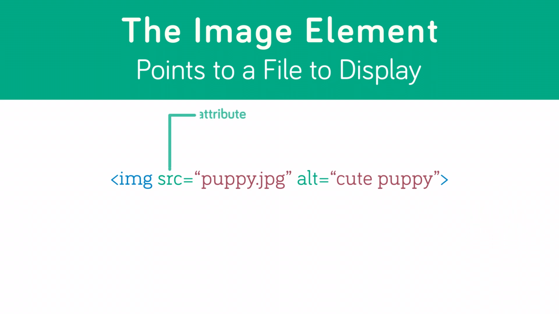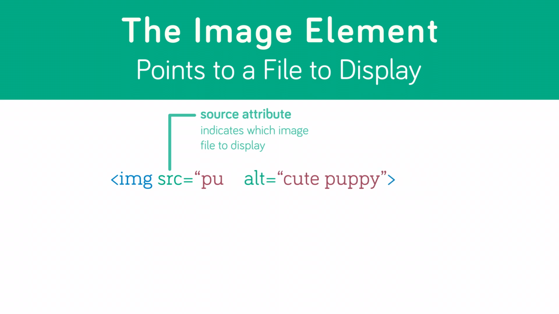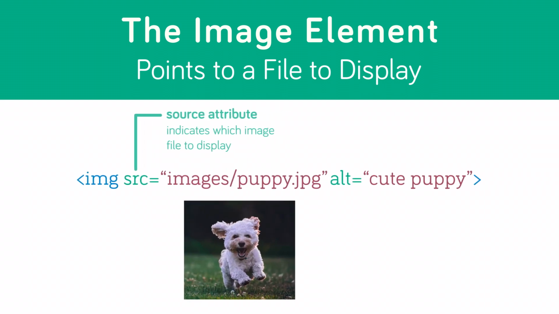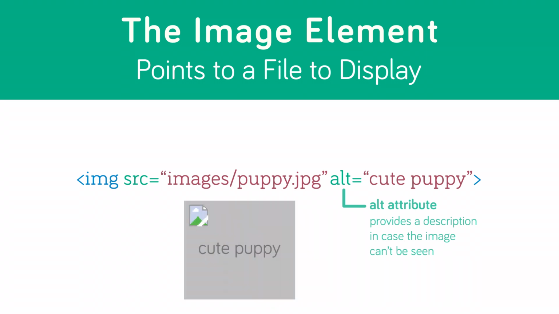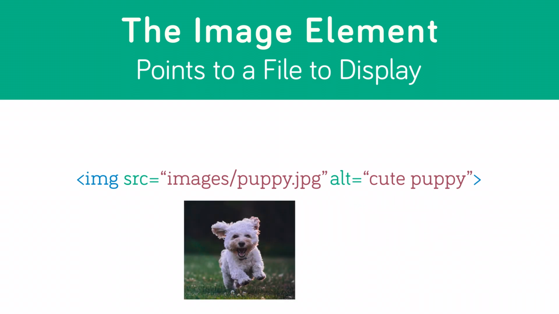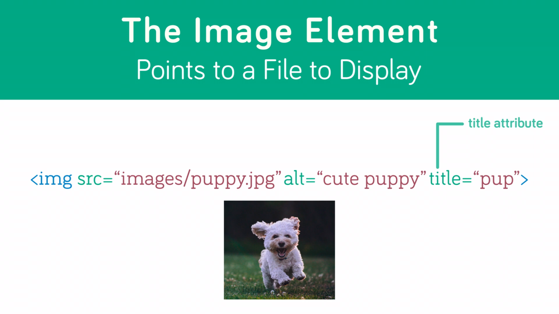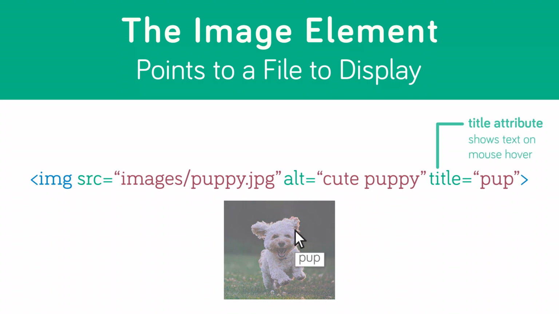The source attribute on the image tag indicates which image file to use. It contains a file path that shows where the file is located, including any folders or subfolders in which it's placed. Every image tag should also include the alt attribute, which contains text to be used as an alternative if the image fails to load or if the user is browsing with a screen reader for the visually impaired. Finally, there's also an optional title attribute for text that will show when a mouse hovers over the image.